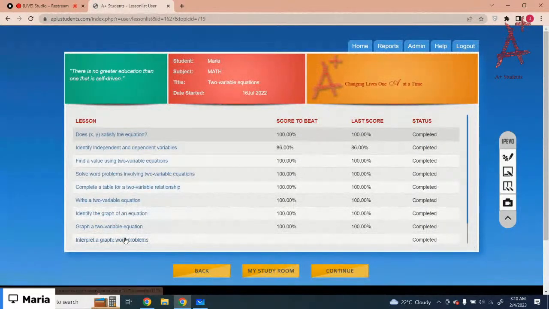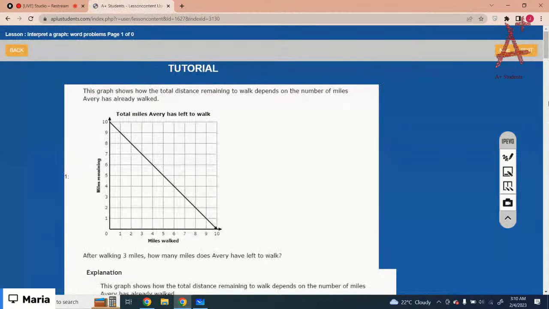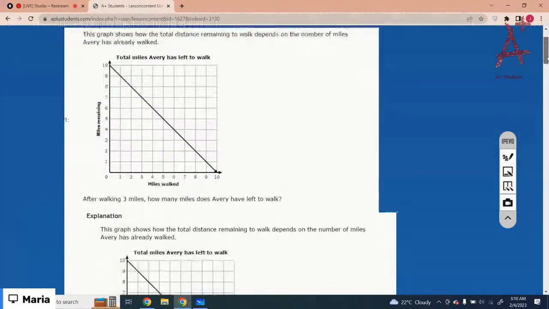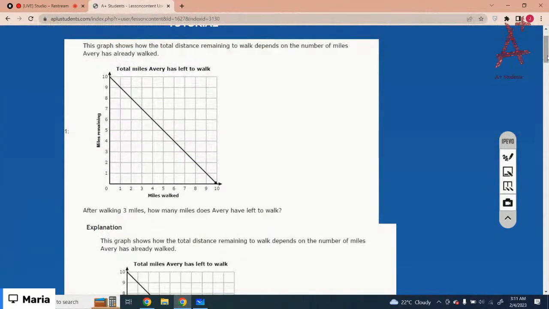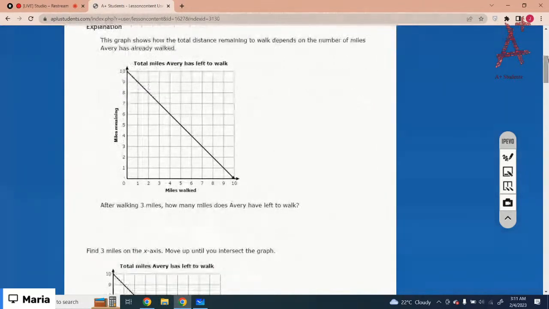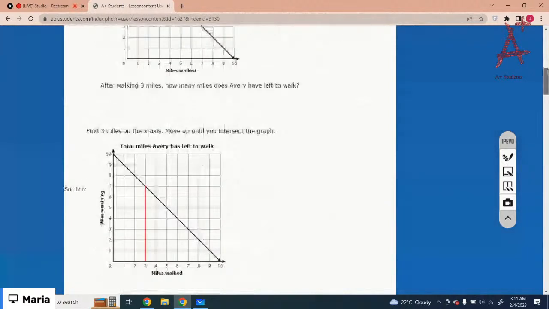Okay, the next one is interpreting graph word problems. Let's start with the first example. This graph shows how the total distance remaining to walk depends on the number of miles Avery has already walked. After walking 3 miles, how many miles does Avery have left to walk?